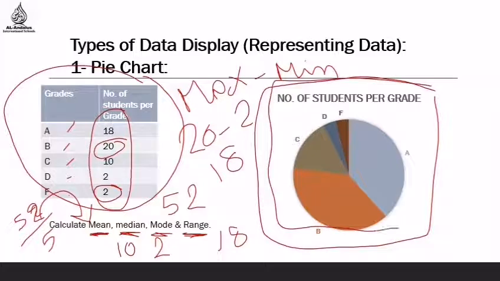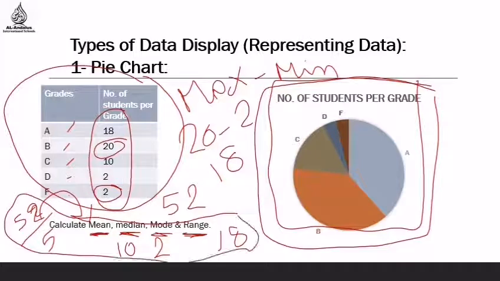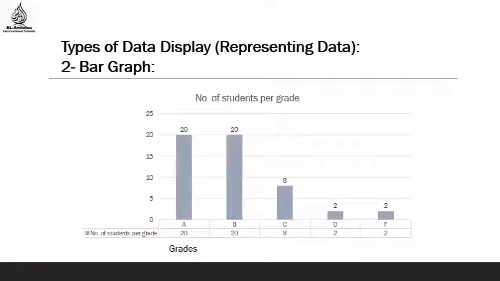I displayed my data in a pie chart, and also I made some data analysis in order to understand this data. Now I will represent my data, or display my data, in a different way. This time I will represent it in a bar graph. Here I have this table that represents the number of students per grade.